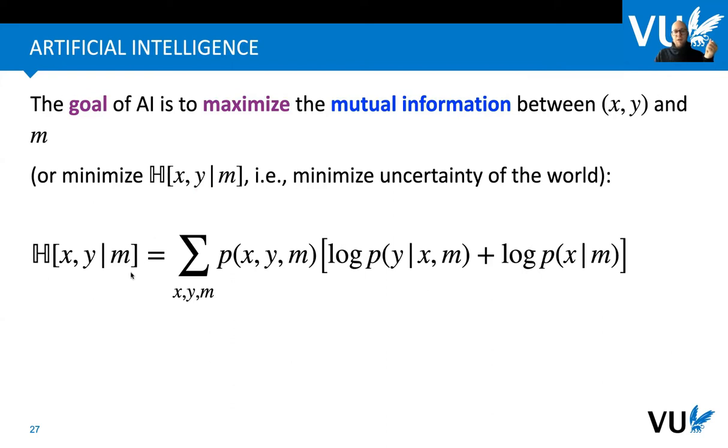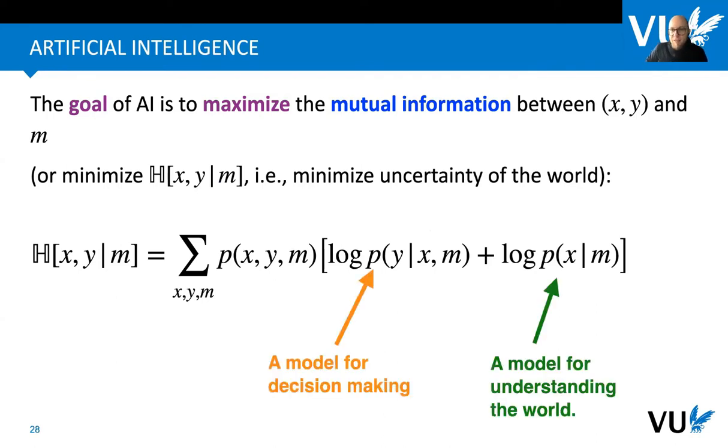And now how do we define this conditional entropy? Well, we have this joint distribution over the world, images and decisions for instance, and our model. And then we have these two components. Thanks to the logarithm, we can turn the product into a sum of logarithms. So we have the logarithm of P of Y given X and the model, and we have P of X given the model. What does it mean? It means that naturally there are two components popping up.